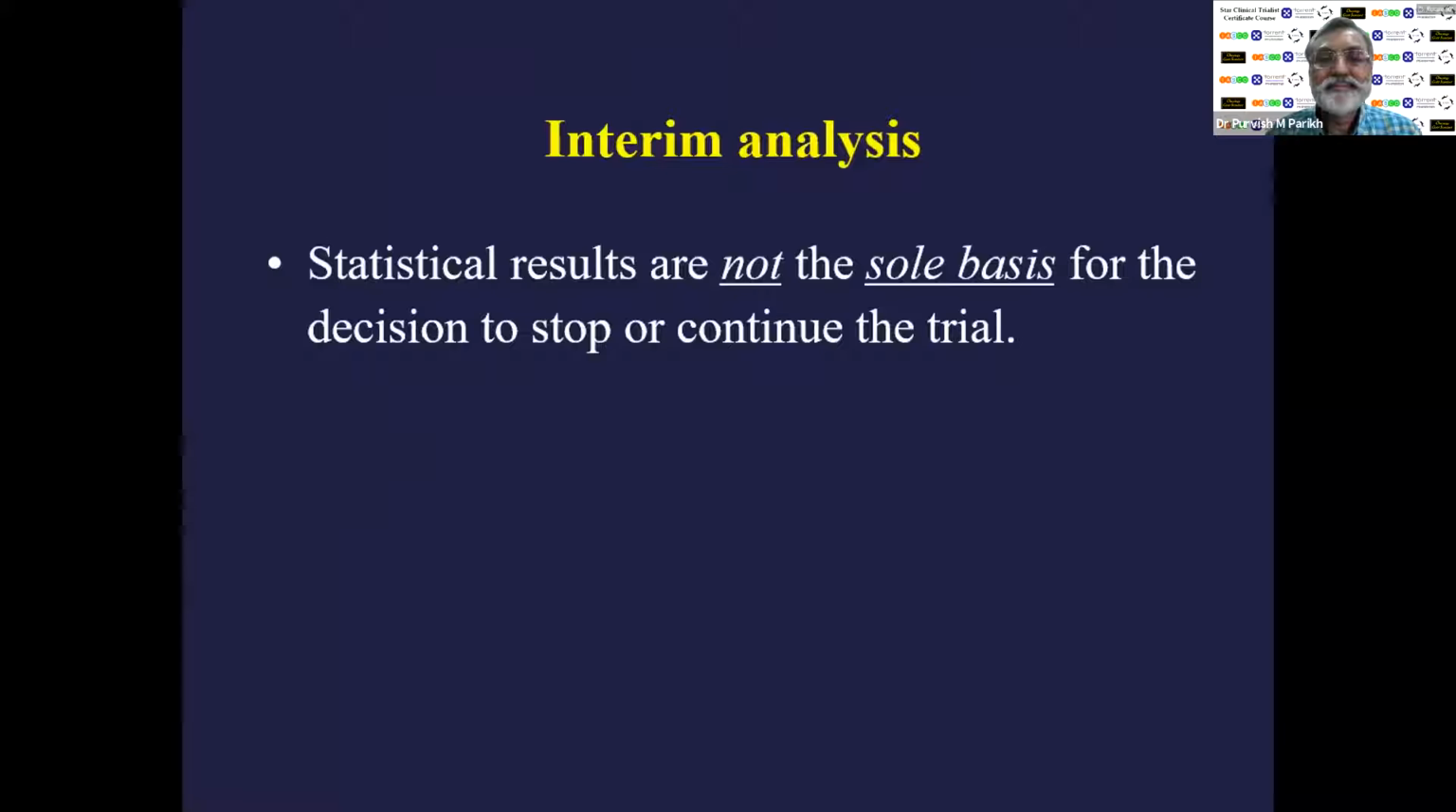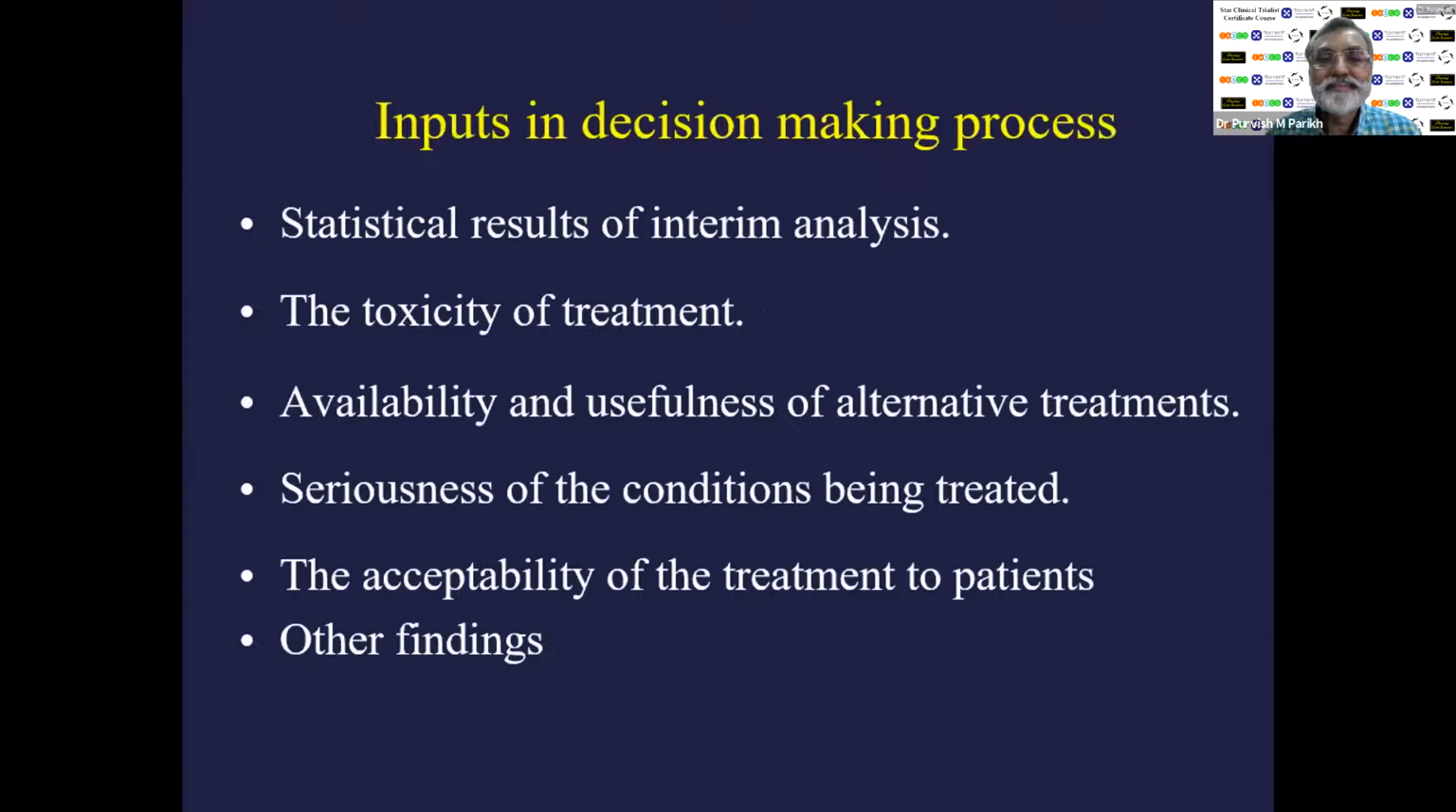I must emphasize here that statistical considerations are not the sole basis for the decision to stop or continue a trial. It is only one of the inputs in that decision. Like I said, there are several other considerations, like the toxicities of treatment, the availability and usefulness of alternative treatments that may have become recently available, the seriousness and the rarity of the condition being treated, the acceptability of the treatment or the study to the patients, as well as other findings.